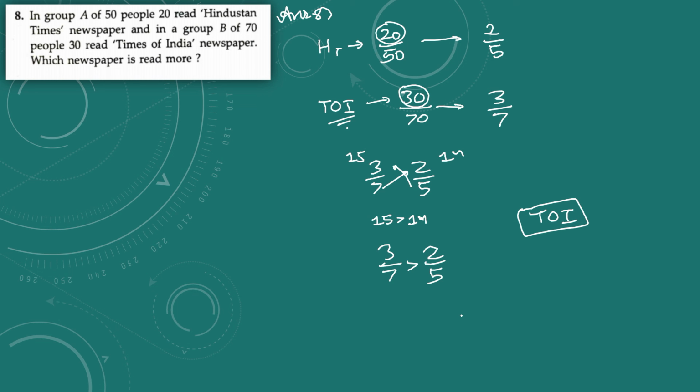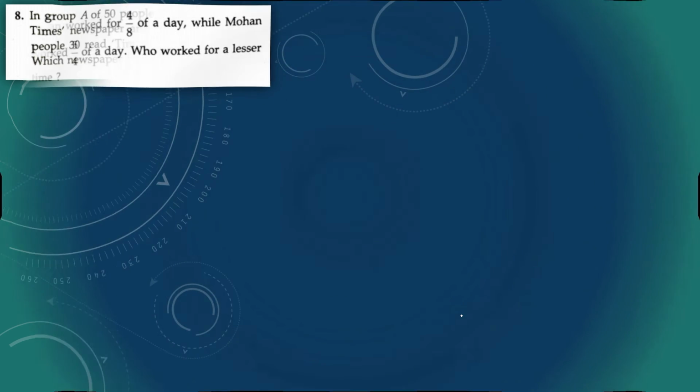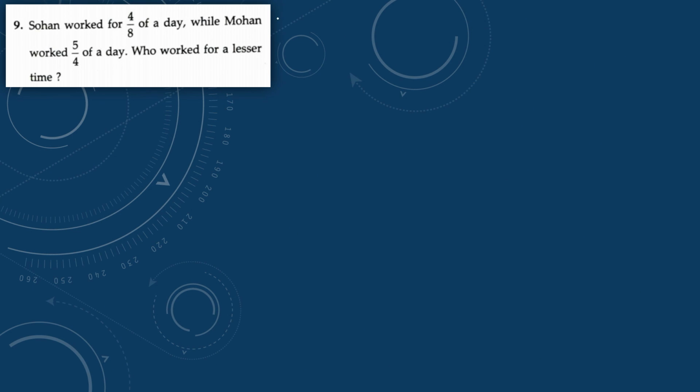Okay my friends, now for the 9th question. These questions are very easy because you just have to understand the concept here. We have question number 9. Sohan worked for 4/8 of a day while Mohan worked 5/4 of a day. Who worked for a lesser time? It is very easy. See, 4/8 will equal just a half, and 5/4 we cannot simplify.